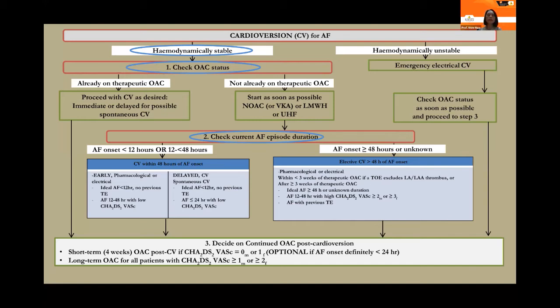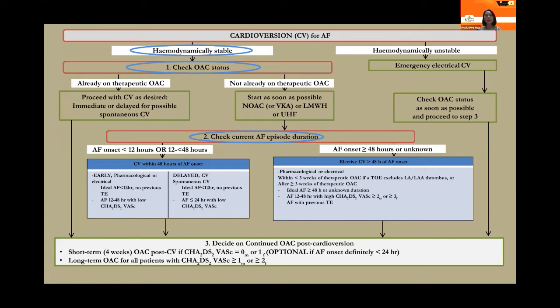If the patient is hemodynamically stable, you need to check the oral anticoagulation status of the patient, and also check the duration of the atrial fibrillation, how long it has been: less than 12 hours, between 12 to 48 hours, or more than 48 hours. After assessment of those factors, you need to consider early cardioversion, either pharmacological or electrical, or delayed cardioversion or elective cardioversion, using the OAC status.